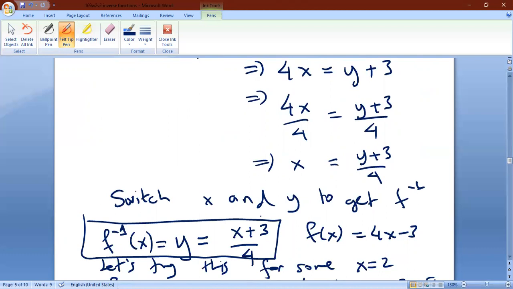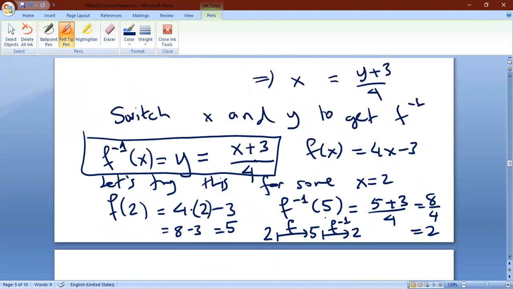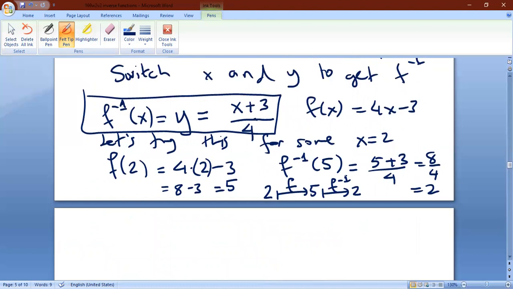So we switch x, we make it y, we switch y, we make it x, and then we write this as the f inverse formula. F inverse is (x plus 3) over 4. This is a division also for plus 3. And as you see, we can try any input, like in this case, we tried 2. 2 is mapped to 5 by f, but then 5 is mapped to 2 by f inverse. So it just did the inverse of what f did, okay? So this is how we find an inverse function.